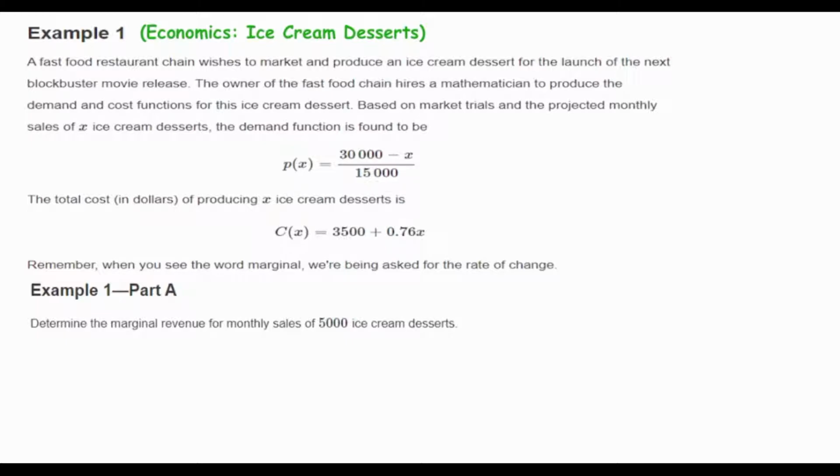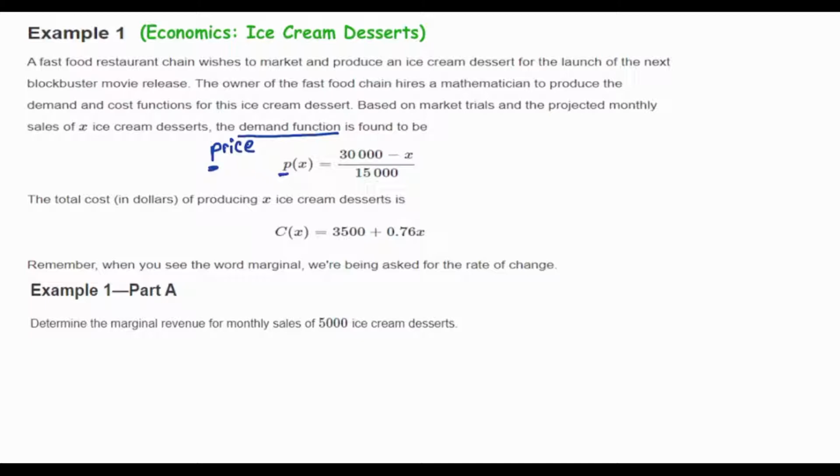A fast food restaurant chain wishes to market and produce an ice cream dessert for the launch of the next blockbuster movie release. The owner of the fast food chain hires a mathematician to produce the demand and cost functions for this ice cream dessert. Based on market trials and the projected monthly sales of x ice cream desserts, the demand function is found to be p(x) = (30,000 - x)/15,000. Remember, demand function is giving us our price. So that little p there is for price.